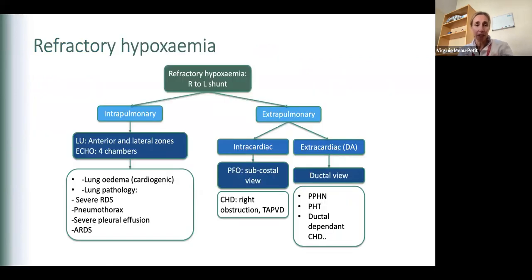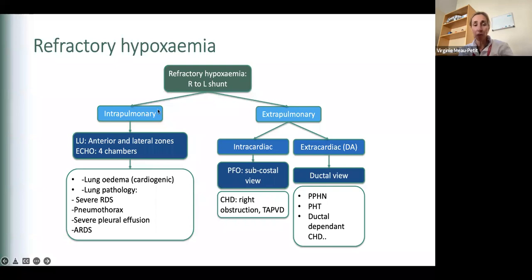I think you know all that. So in terms of refractory hypoxemia, it means right to left shunt. I would look first for intrapulmonary shunt by looking at the lung ultrasound, anterior and lateral zones, to see if there is any lung edema or lung pathology, and to check if there is any consequence on the heart on a 4-chamber view, to see if there's any sign of pulmonary hypertension.